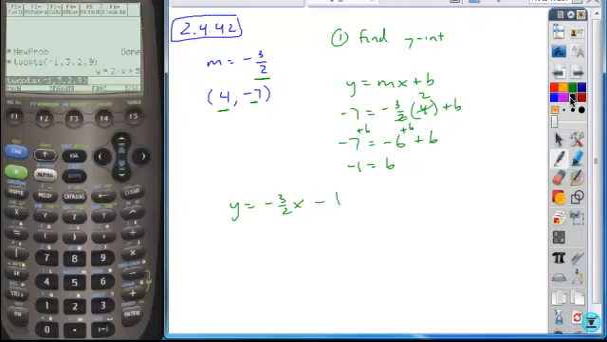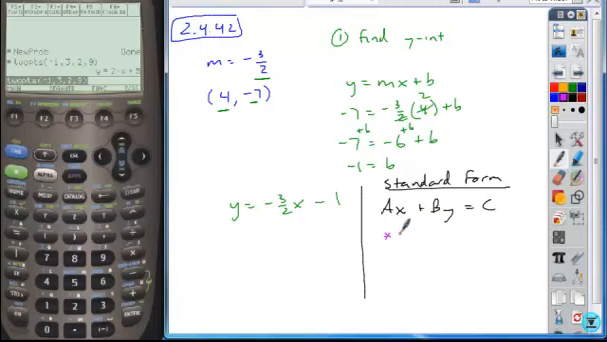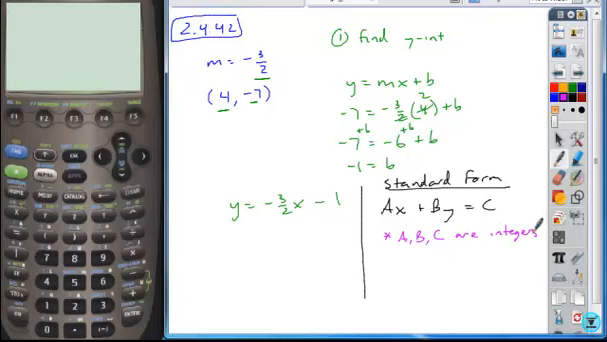Okay, so many of you got to this point and then you entered it and it's not right. Okay, so standard form looks like this. AX plus BY equals C. And there's a couple specific conditions you're looking for. A, B, and C are integers. If you remember from the first section, integers are those counting numbers, and their opposites. Okay, so you can't have decimals, can't have fractions.